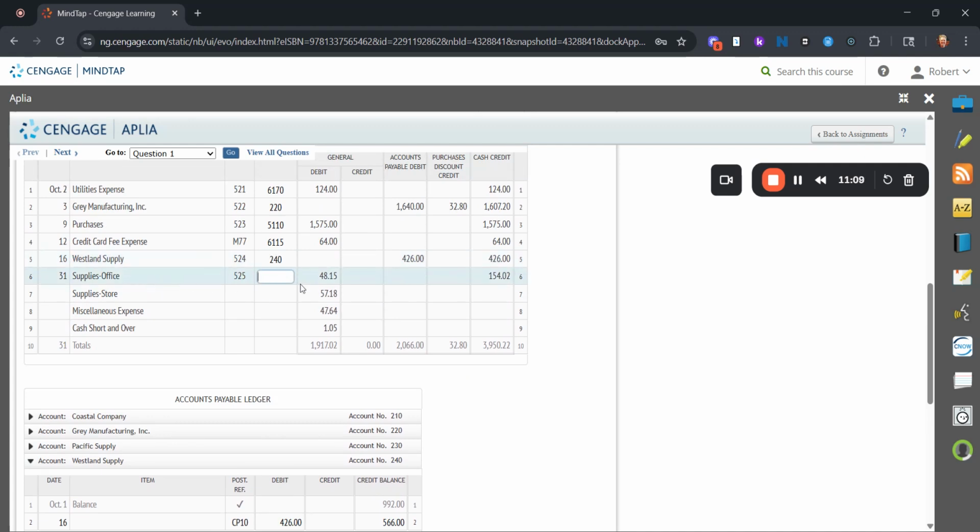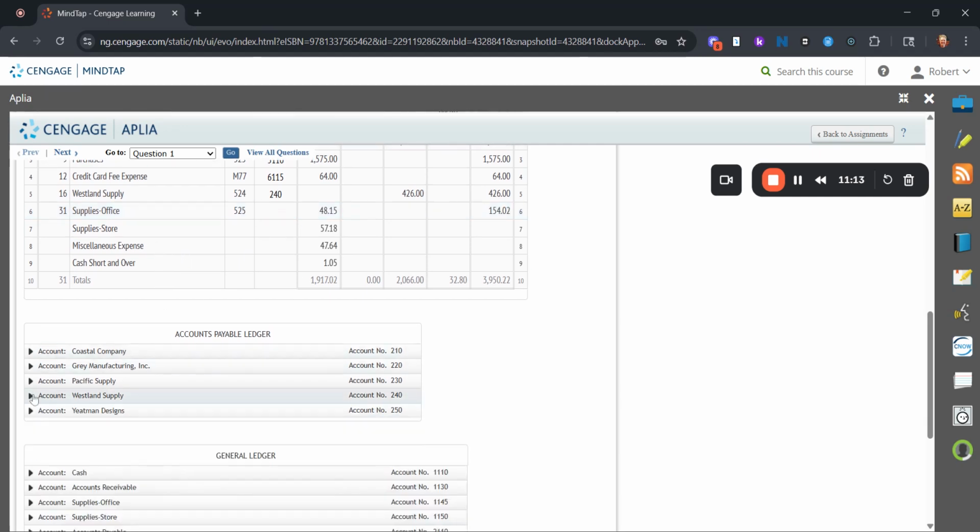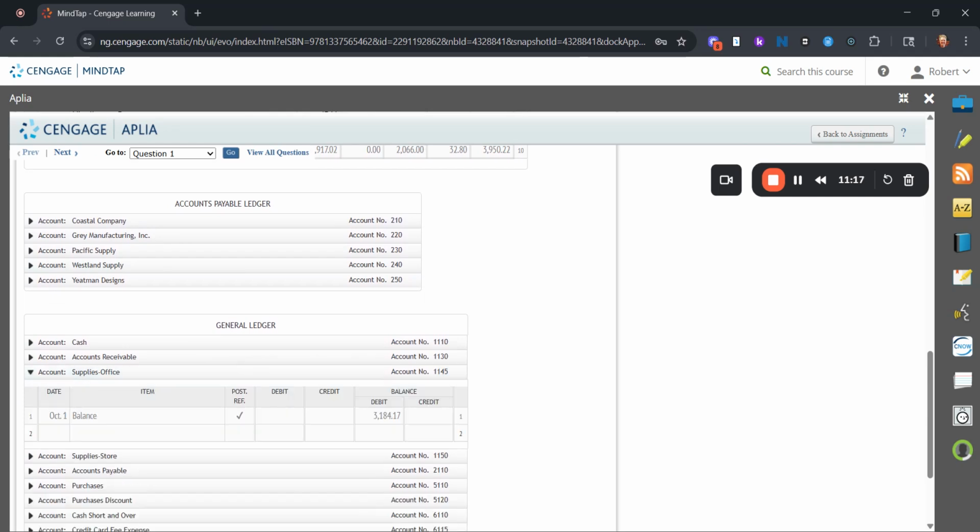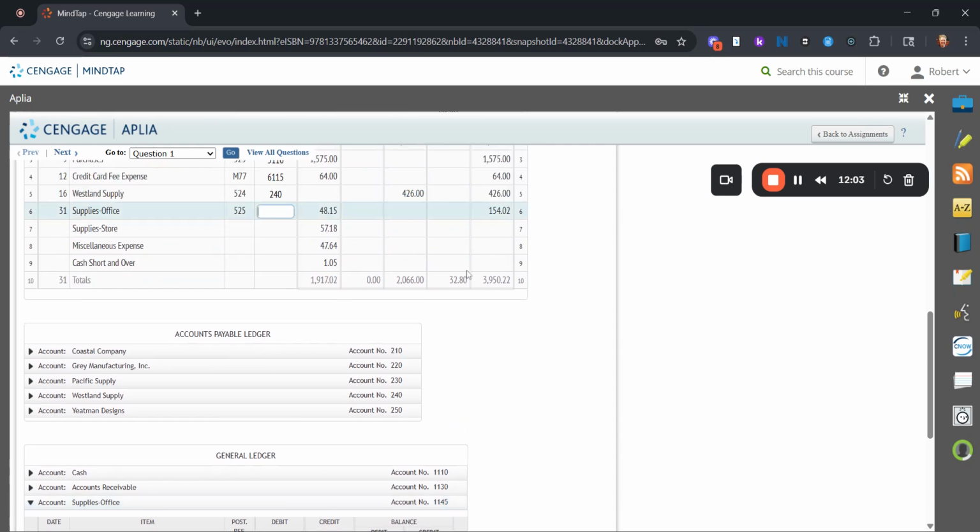That gets us down to supplies for the office, 4815. Supplies office. Put the date in. CP10. Debit 4815. Had a debit balance already, so we'll add 31.84, 17 cents plus 48.15 gets to a new debit balance of 32 cents. Then the account number 1145 on the journal.